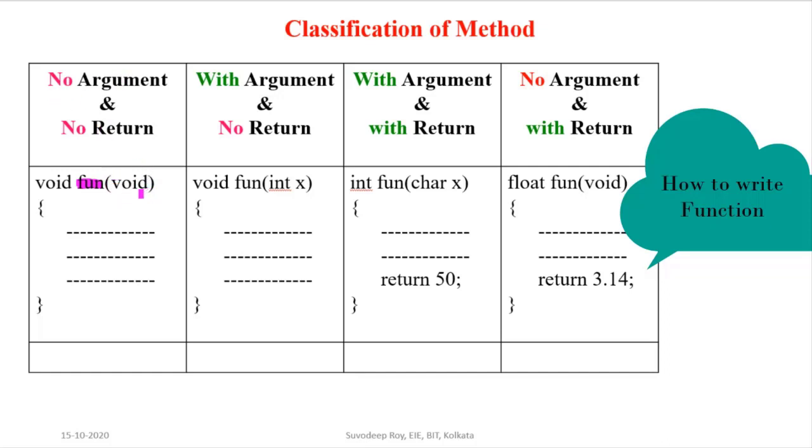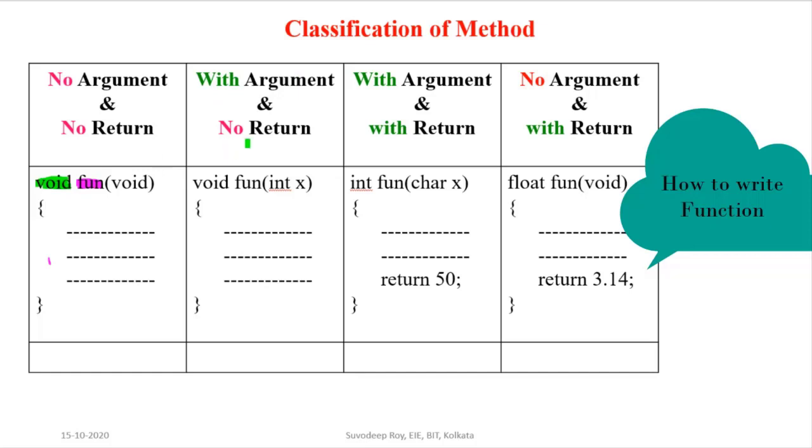So within this bracket we should write no, no. But technically in a C program we will write it as void. So for no argument we will write void here. These are the different instructions inside curly brackets. Next, no return. As return is no, this is the return type that will be placed here, whereas no return is indicated by void.